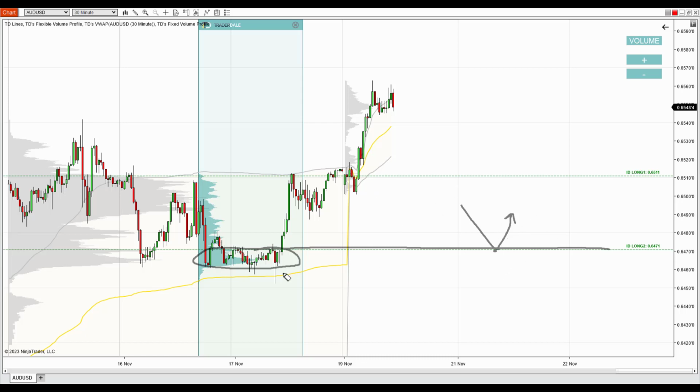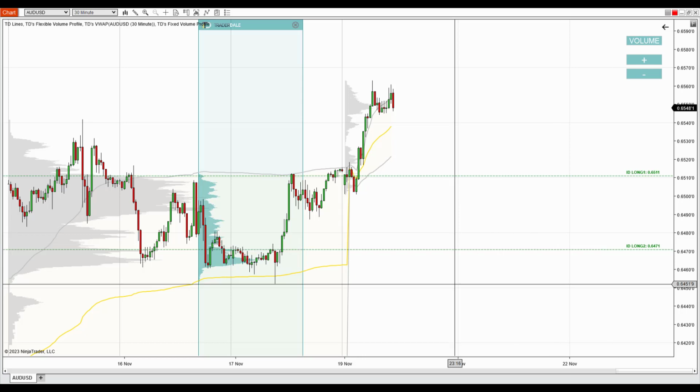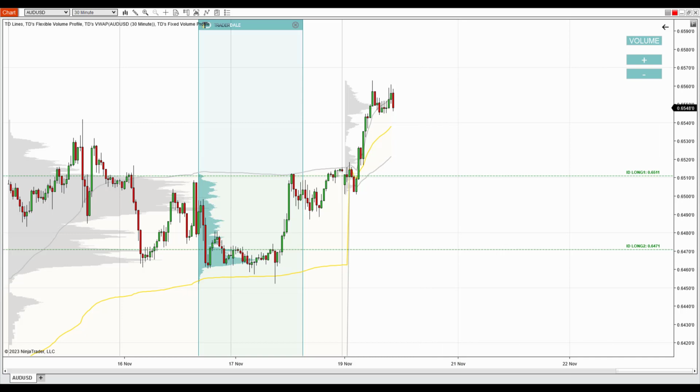This setup is called the volume accumulation setup. It is one of my favorite volume profile setups. So ideal scenario is pull back to the first support, reaction, and pull back to the second support, and another reaction. All right, so that's for the Australian dollar, US dollar.